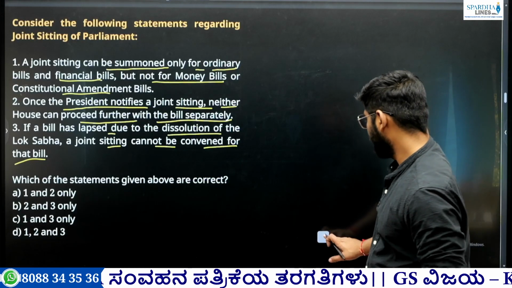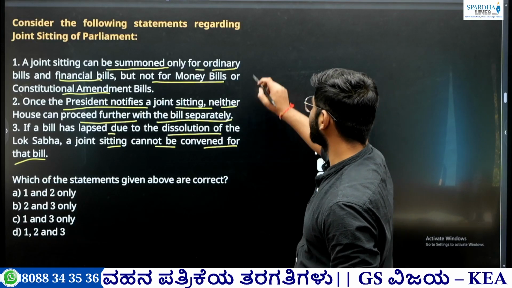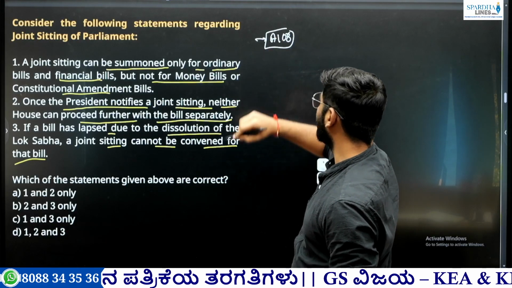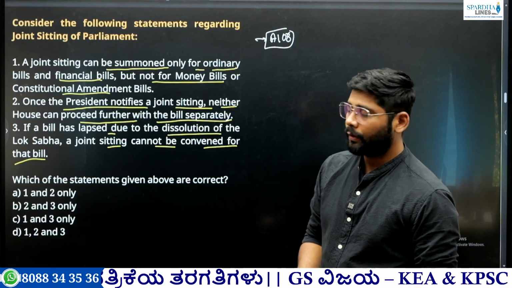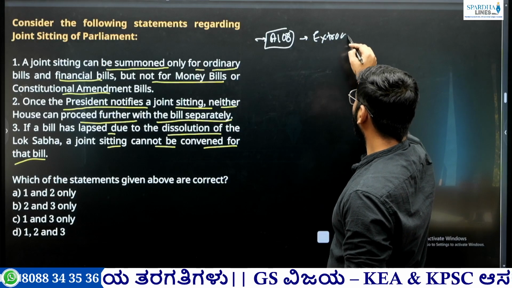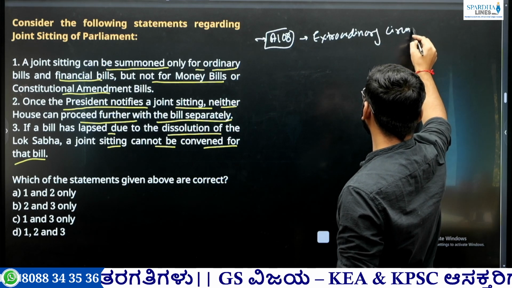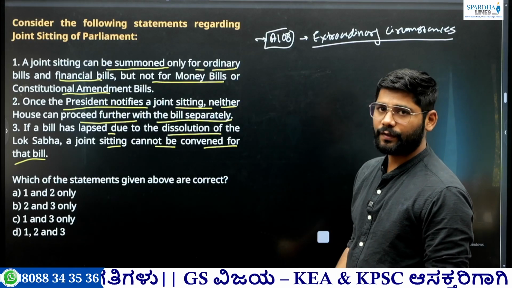When it comes to the joint sitting, it is mentioned in Article 108. Article 108 mentions the joint sitting of both houses, and when this joint sitting can be convened: it is convened in extraordinary circumstances.